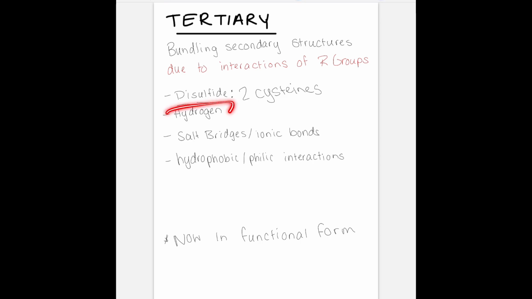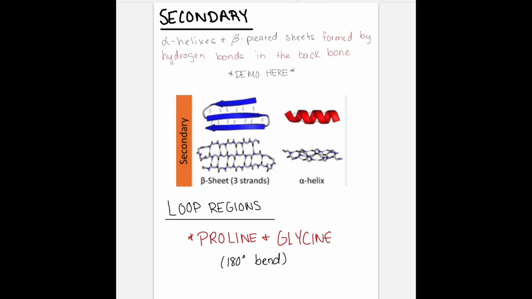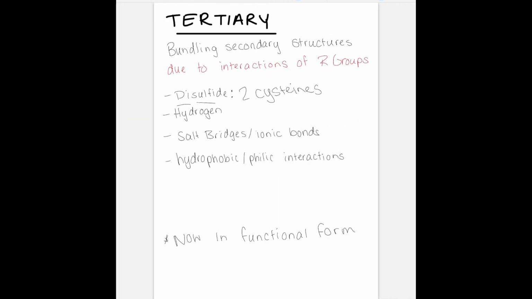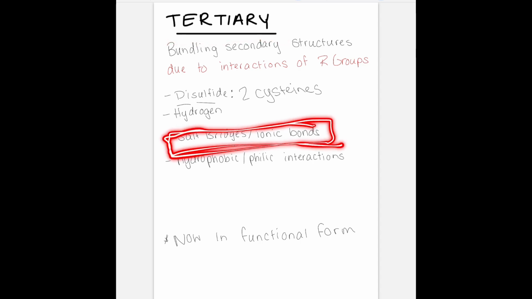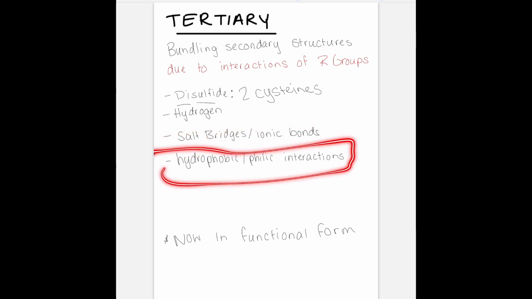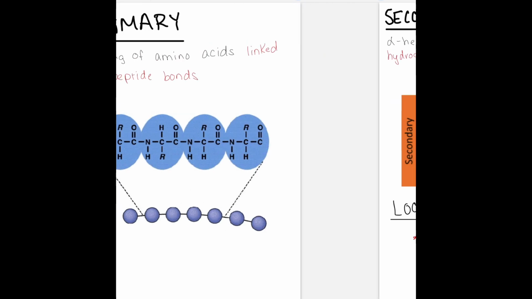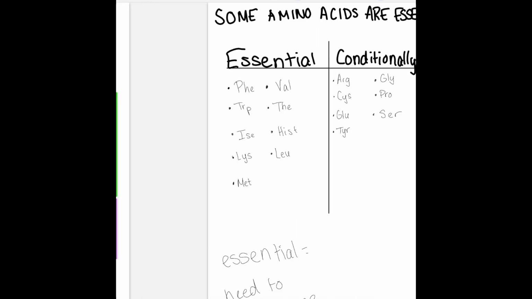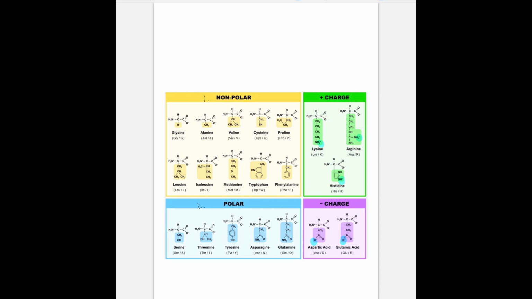We could have hydrogen bonding. Remember, we talked about hydrogen bonding forming the secondary structure in the backbone, but when those hydrogen bonds form in the R groups, that can also contribute to tertiary structure. Down here he listed salt bridges. I prefer talking about ionic bonds. They are almost the same thing. And hydrophobic and hydrophilic interactions could also be equated to nonpolar and polar interactions.